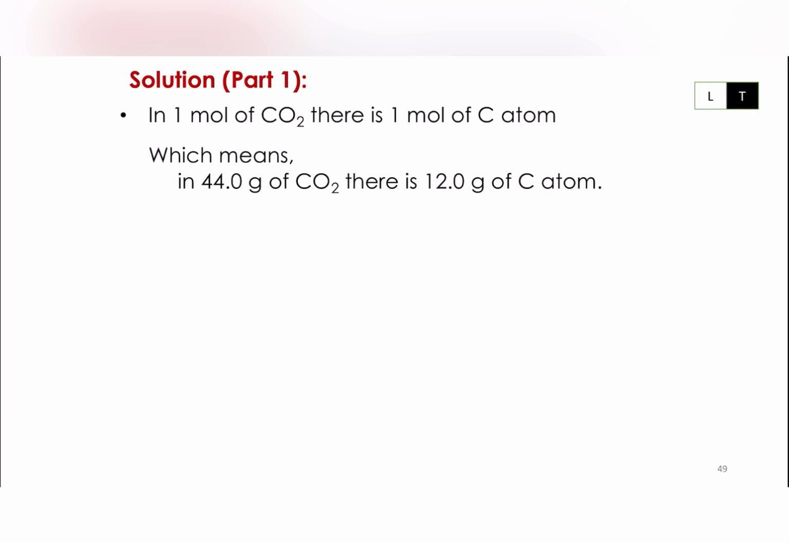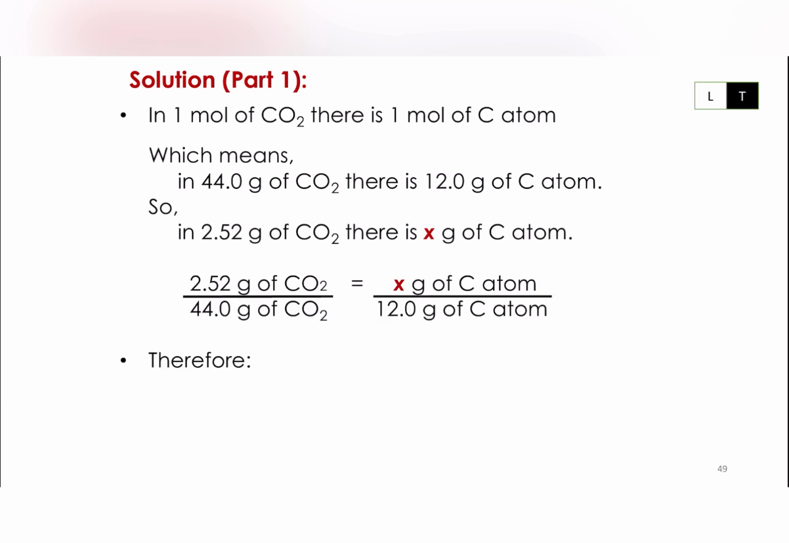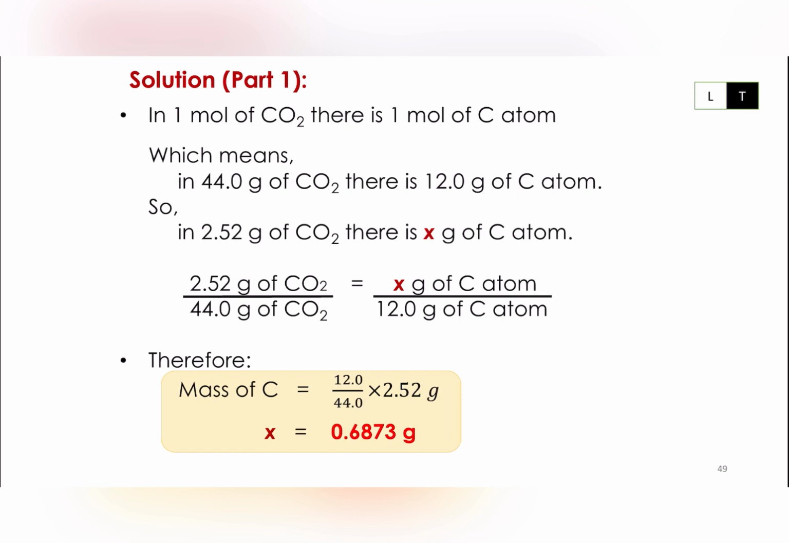However, in this question, the mass given for carbon dioxide is 2.52 gram. So you have to find out the X value for the mass of carbon atom. So try to do the cross multiplication between carbon dioxide and carbon atom. Therefore, you will have the mass of carbon atom equals 0.6873 gram. Don't forget to put the mass of the element that you got in 4 decimal places with units, just like this one. So settle for the first element, carbon.